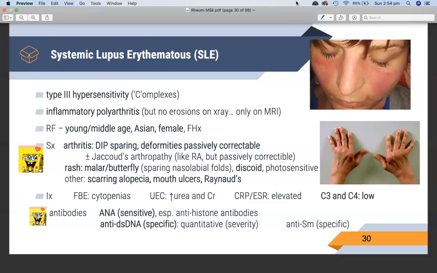With your anti-double-stranded DNA, unlike all your other Rheum investigations, this comes with a number, which correlates roughly to the severity. That's really important to know as well. And anti-Smith is another one that's specific but less commonly done.